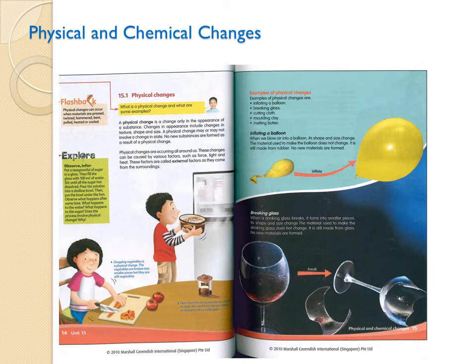In today's lesson, we'll be looking at physical and chemical changes. Before we start looking at what the changes are, we should know that everything around us is made up of matter. Everything is made up of matter. And the matter around us can be classified into three categories: solid matter, liquid matter, and gas matter.